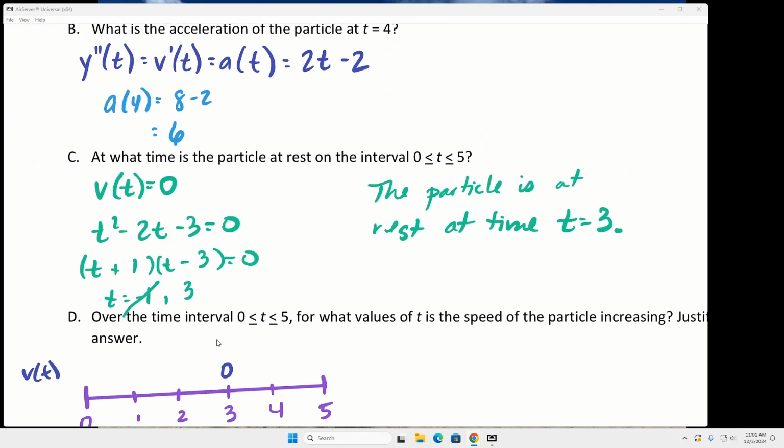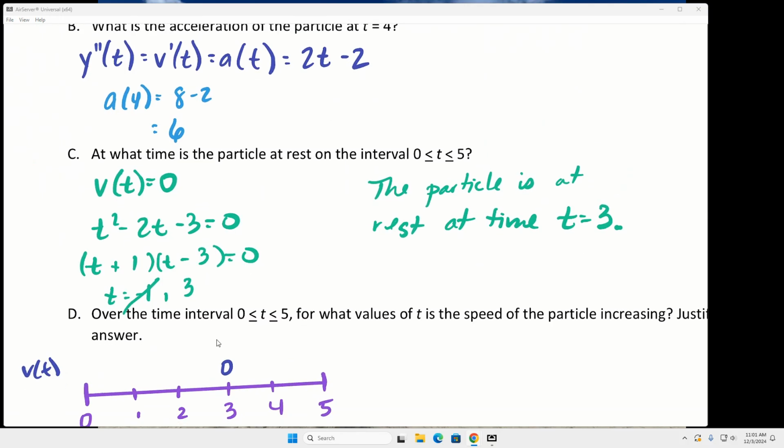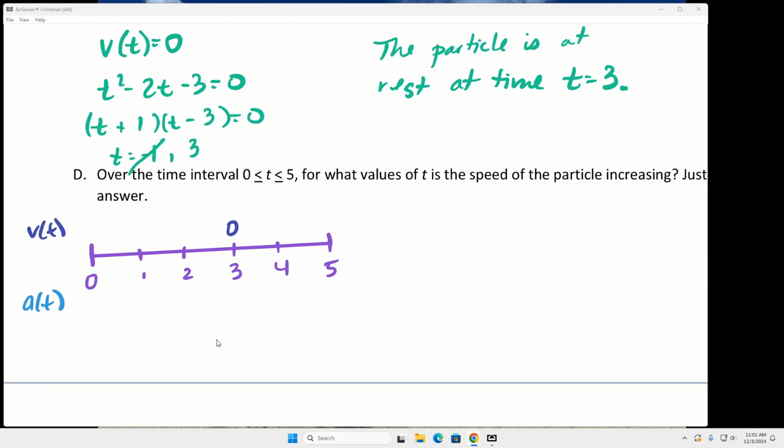And then we can find when the acceleration is 0 real quick. We can just take the acceleration, we can do that in our head. So if this is the acceleration, what value of t is going to make it 0? 1. Right, and those 2 times are the only times that it's going to change sign.